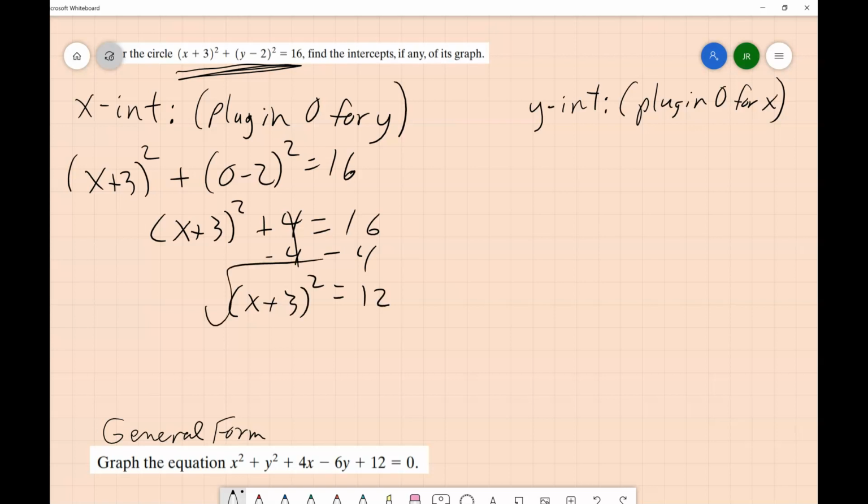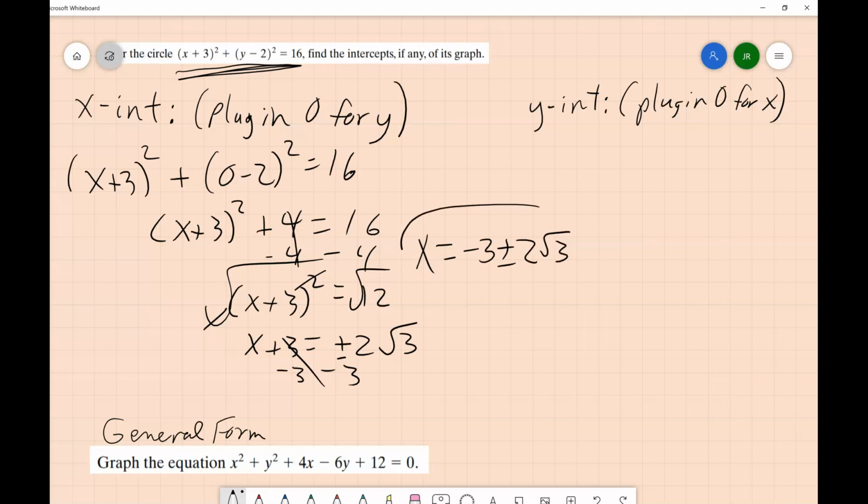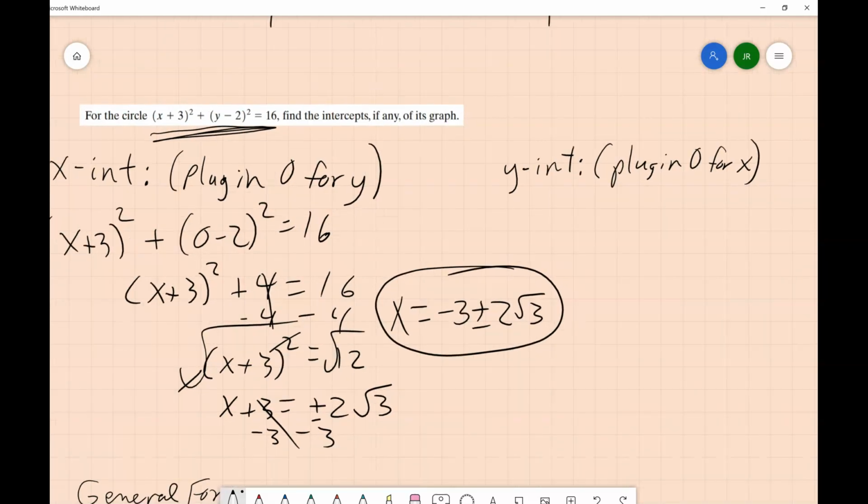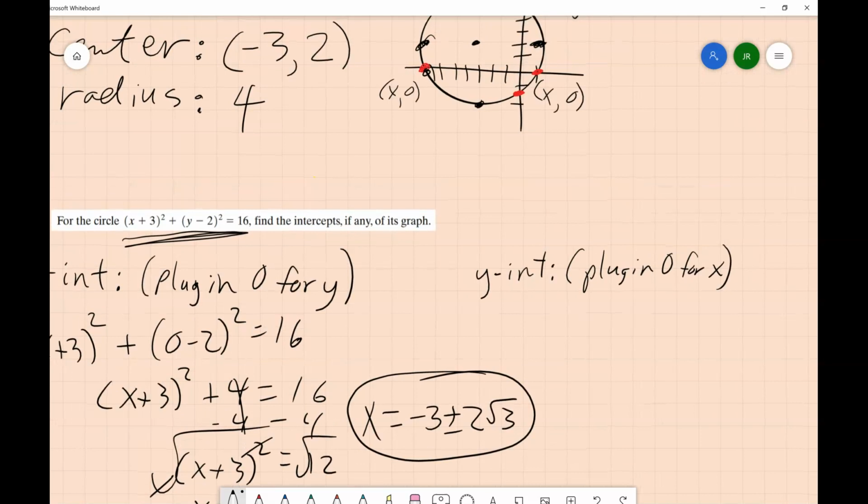Then I take the square root of both sides. So x plus 3 equals plus or minus, and I'm going to go ahead and break that down. That's going to be 2 root 3. Then I subtract 3 from both sides, and I've got my x-intercepts. x is equal to negative 3 plus or minus 2 root 3. So I have 2 x-intercepts, and they're both at this weird irrational decimal number.